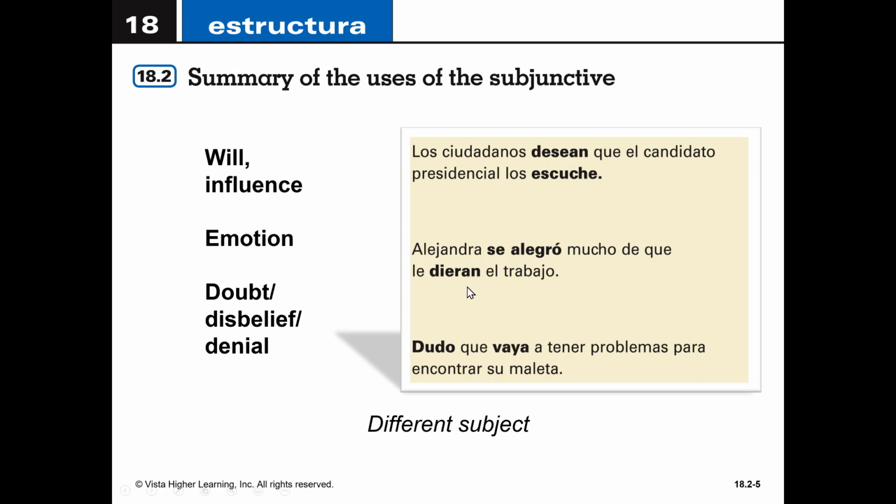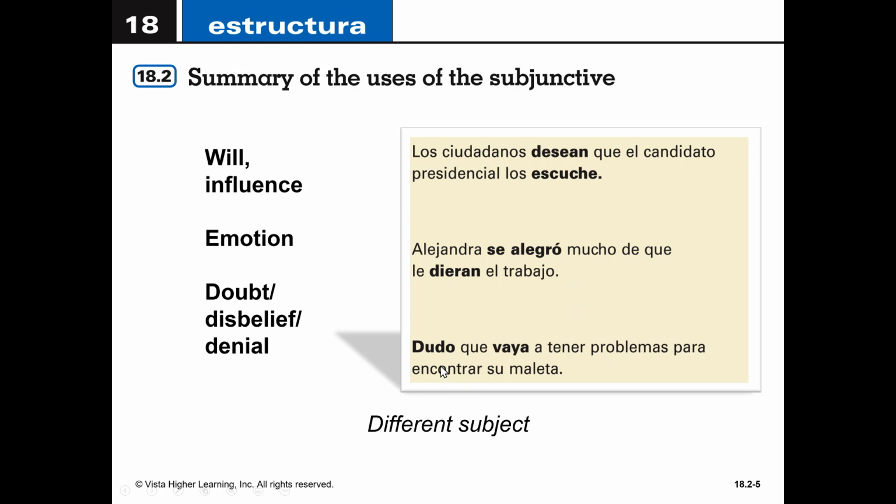Similarly, on the second one, Alejandra se alegró mucho de que le dieran el trabajo. Alejandra se alegró, expression of emotion. Now comes the second clause, and that's where I'm going to need the subjunctive. De que le dieran el trabajo. That they gave her the job. They is the subject in that second clause.